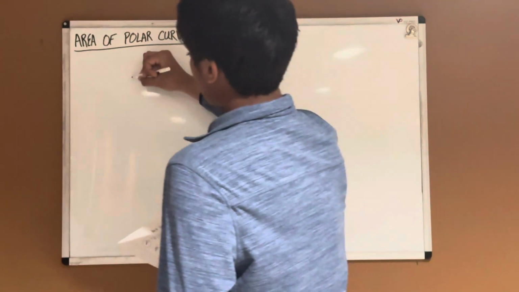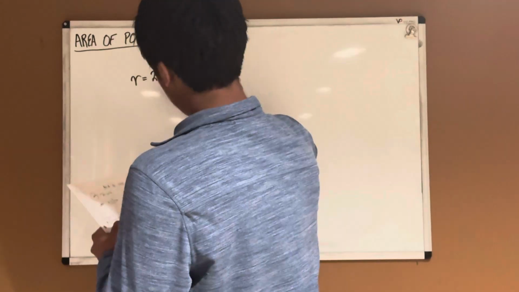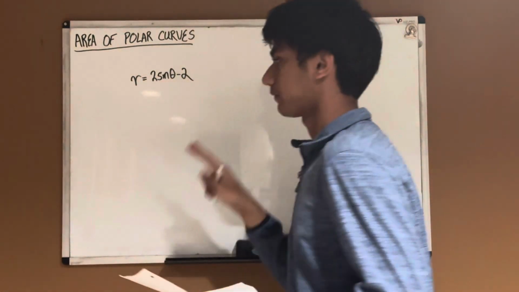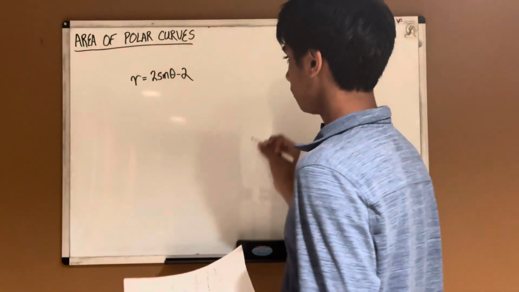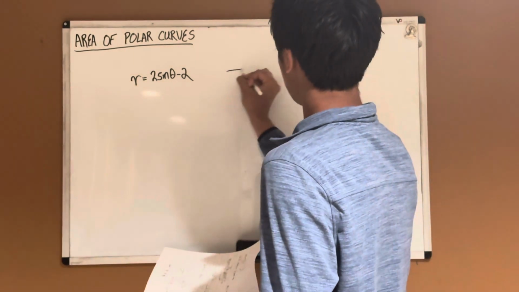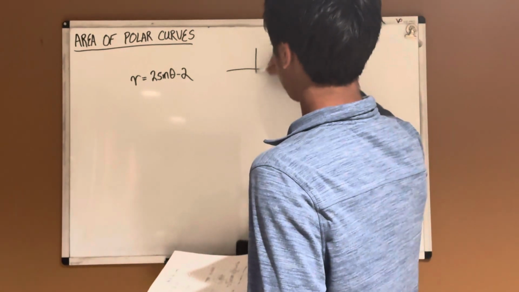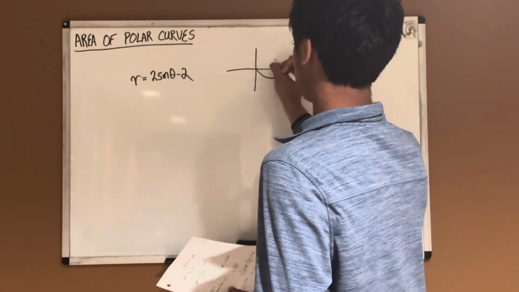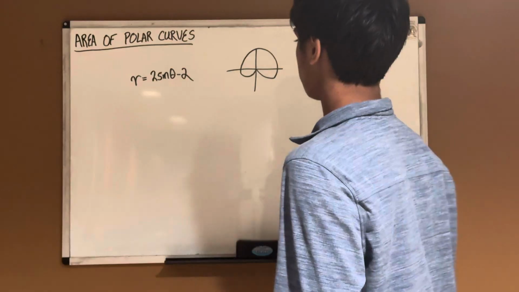For the first one, let's say we're given the curve r equals 2 sine theta minus 2. And we want to find the total area bounded by that curve. So I'll draw a quick graph of the curve. This curve is only graphed from 0 to 2 pi. That's the interval, and it looks like this.